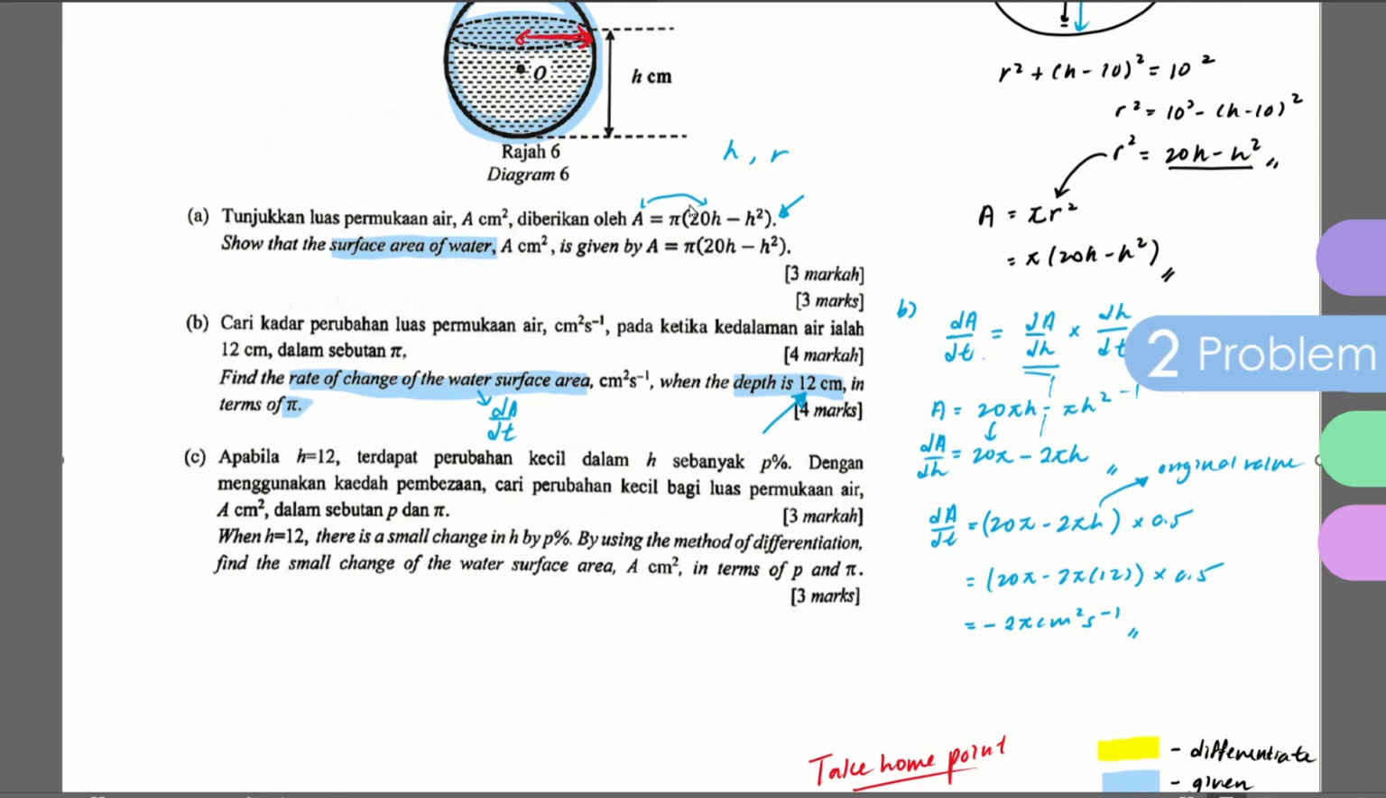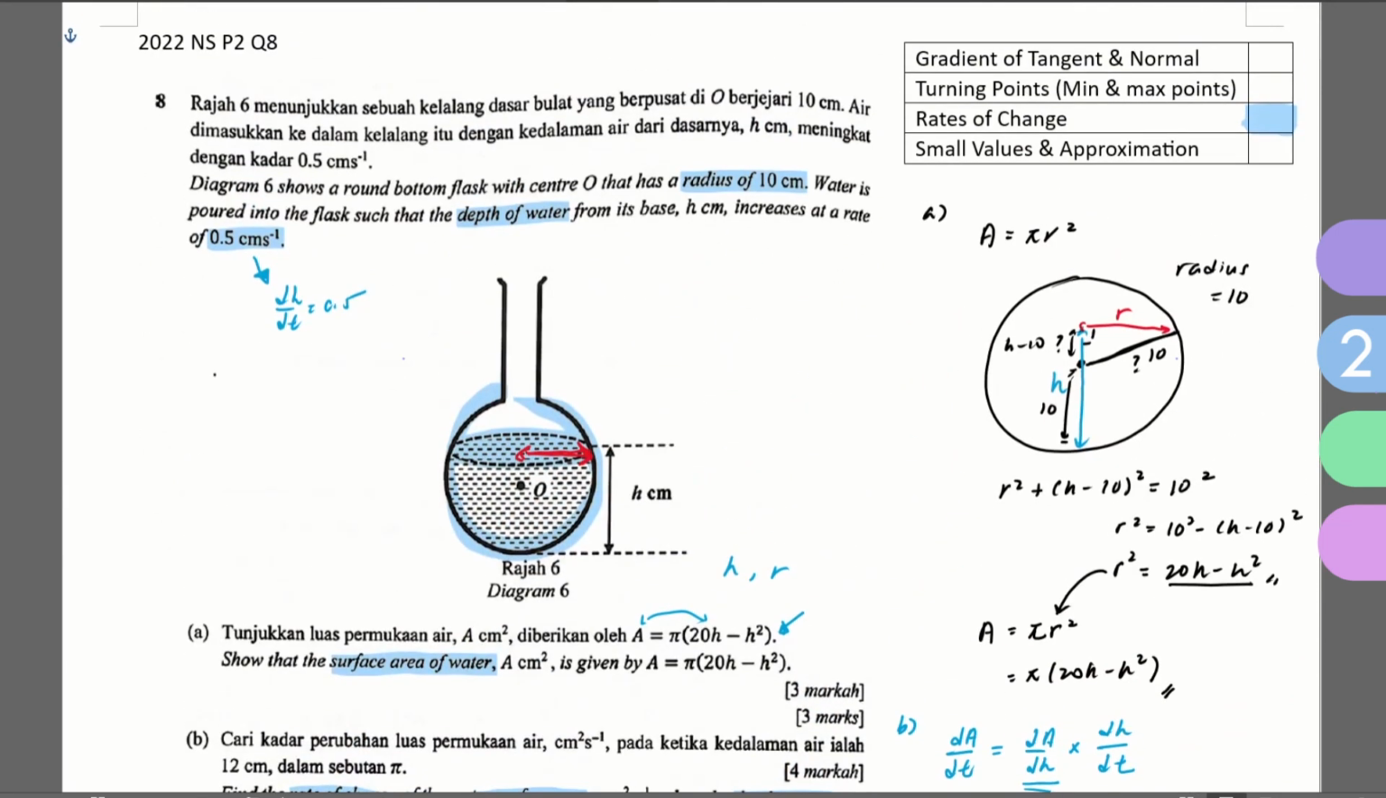And for part C, it says that when h equals 12 cm, there is a small change in h by p%. So using differentiation, we need to find the small change of the water surface area A in terms of p and pi. So here it uses the fourth application in differentiation, which is small values and approximation.